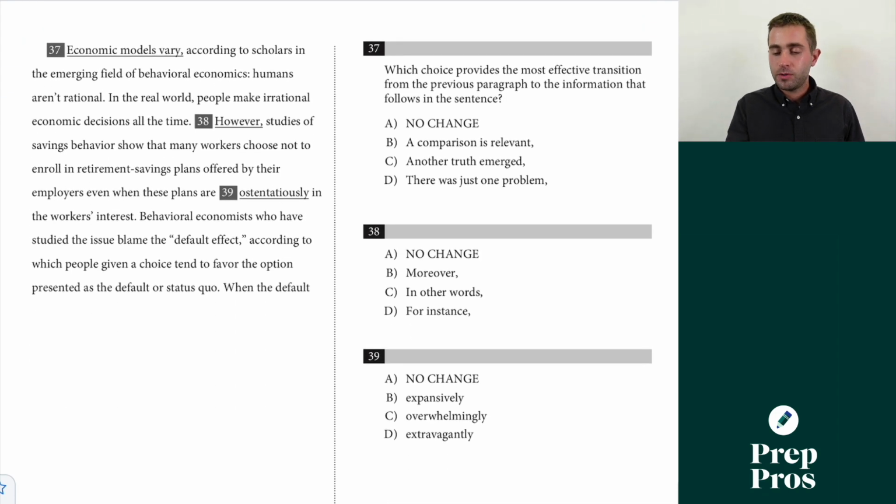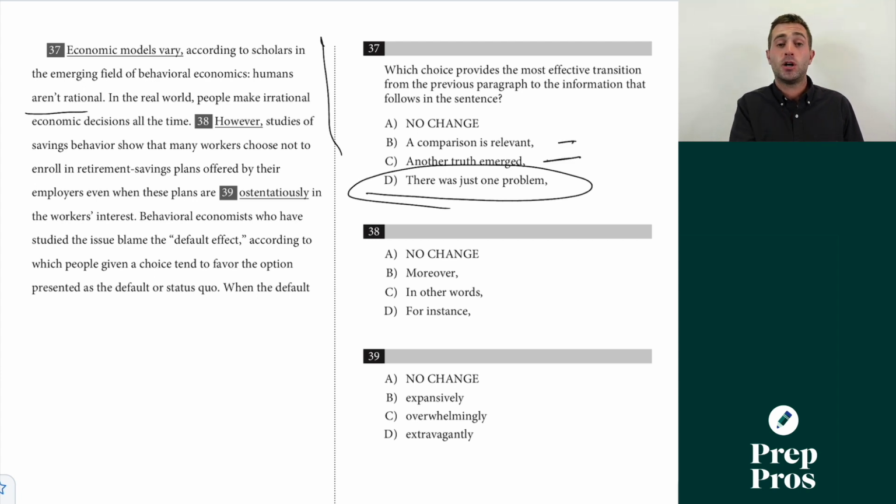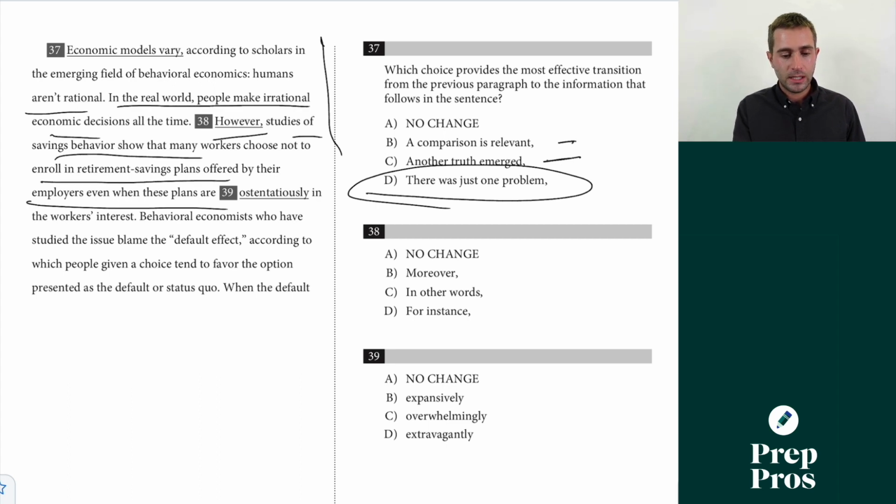Now, 37, which choice provides the most effective transition from the previous paragraph to the information that follows in the sentence here? Well, information that follows in the sentence. According to scholars in the emerging field of behavioral economics, humans aren't rational. Well, the whole first part was saying they just make these rational decisions. So we have to show some sort of contrast here, which is just going to be saying there was just one problem. All of these other ones are not quite showing that contrast and talking about how what we previously said is not right based off what we're seeing in this sentence. Now we get a transition, so it's all about previous sentence to the rest of the sentence. I ignore what's currently in there.